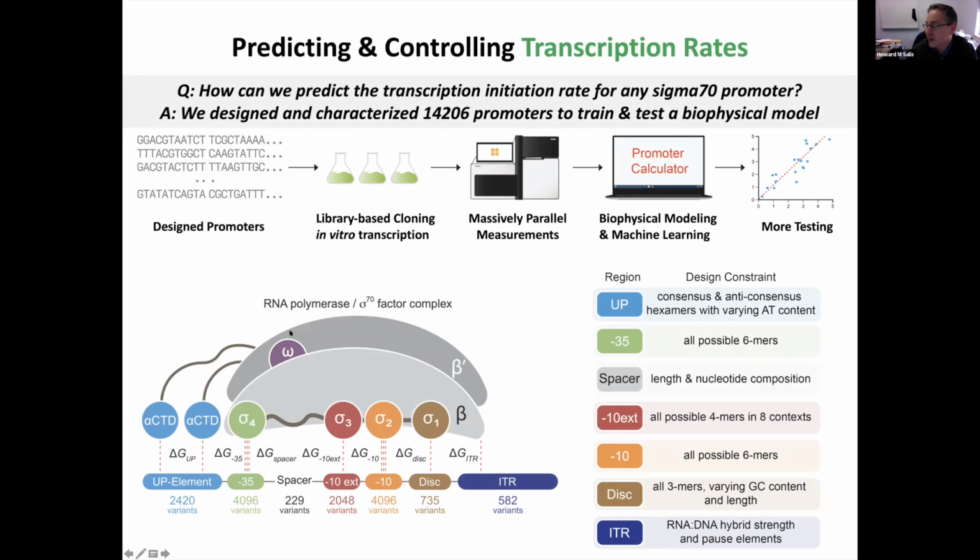Okay, so here we have the specific interactions controlling binding, and we've broken up those interactions according to their elements. So we have the initial transcribed region, we have the discriminator, we have the -10 hexamer, the -10 extended, -35 hexamer, the up element, okay? For each term here, we quantify the interaction energy according to a binding free energy. And our goal is to develop a free energy model to predict the strength of each of these interactions.